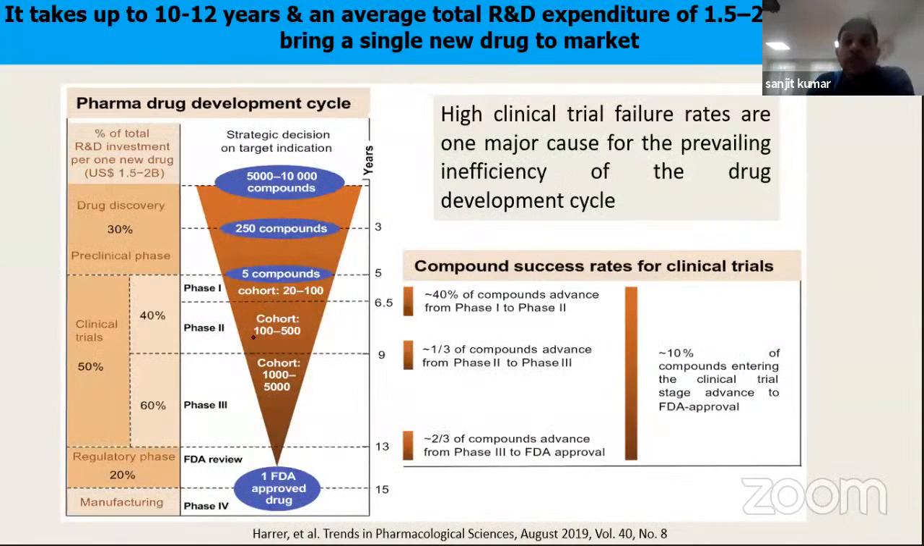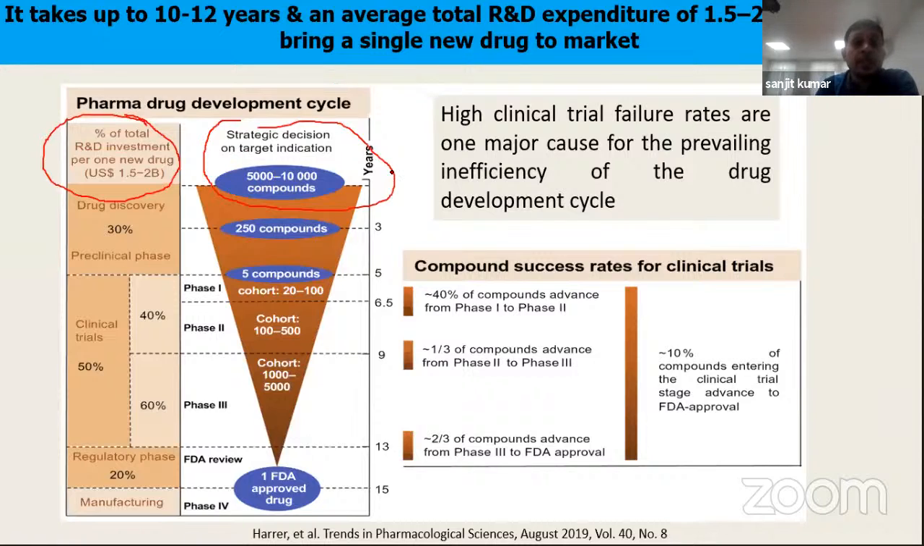For one drug, it takes more than 10 to 12 years, and the average R&D expenditure is 1.5 to 2 billion USD to bring a single new drug to the market. It is a very challenging job. And after that, it is not guaranteed that if it goes to the market, it will be successful or not. So the R&D investment per drug is 1.5 to 2 billion, and you can understand the huge demand of this field.